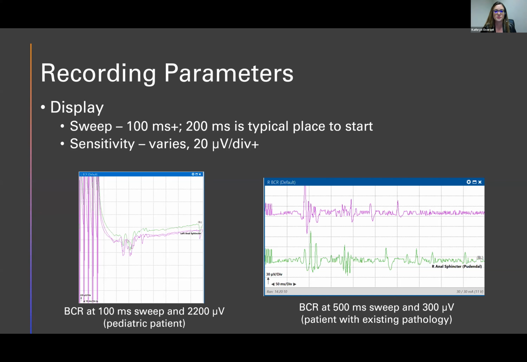So I have 2 examples here. On the left, you can see this is a pediatric patient, and we have a 100 millisecond sweep on this one, and it's a very large amplitude response. Versus the one on the right, which is an older patient with pre-existing pathology. And so we have a 500 millisecond sweep, much, much longer, and then a lot smaller response. So again, this is all going to be dependent on your patient.